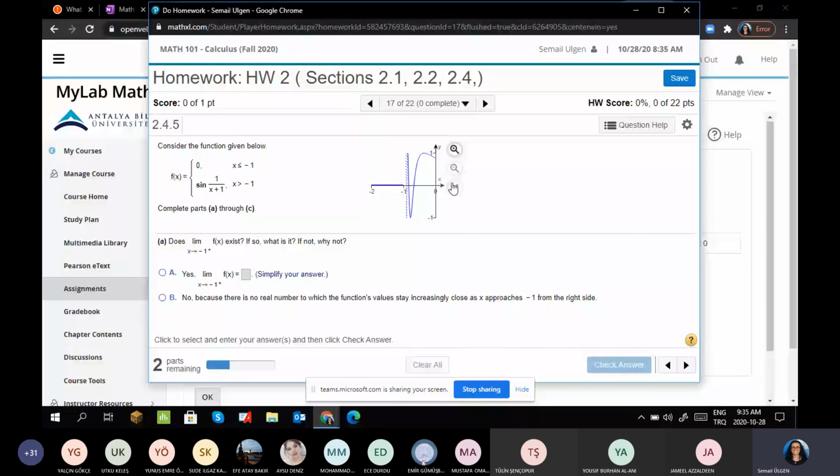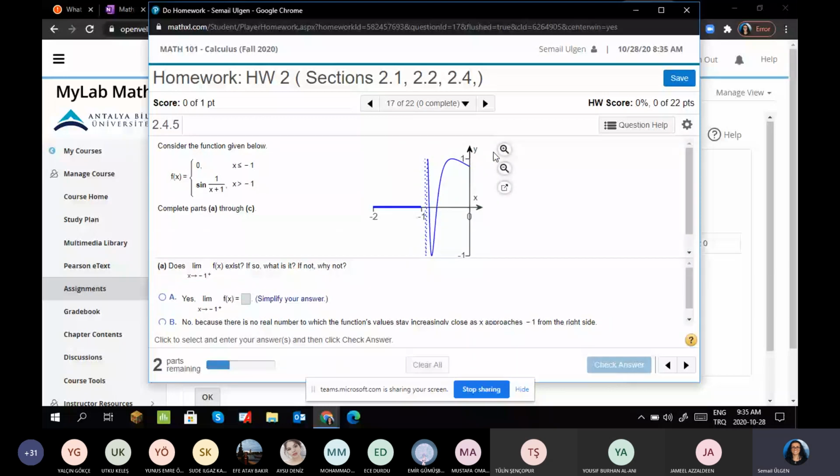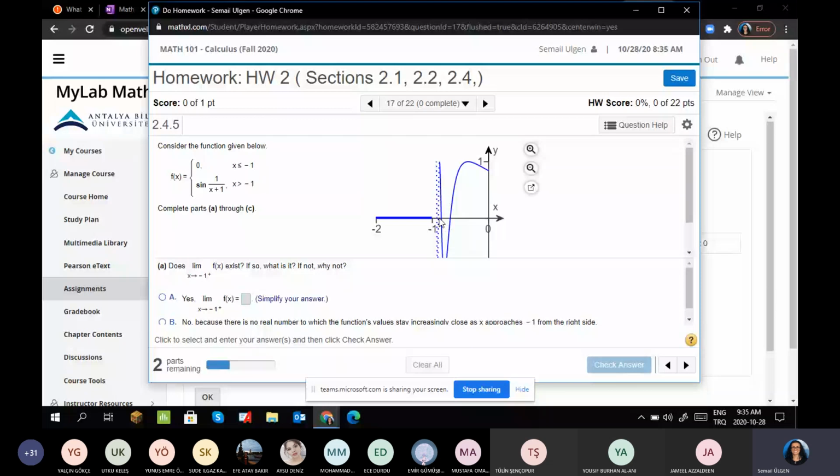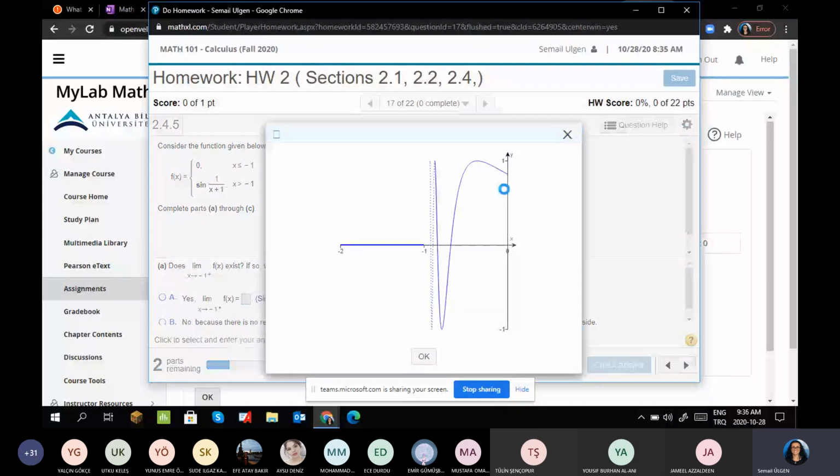We can make it bigger for you if you like. This is how it looks. See, sine 1 over x plus 1 is oscillating when it comes to -1. It is going up and down, never stops. It is this graph, going up and down as x approaches -1 from the right.